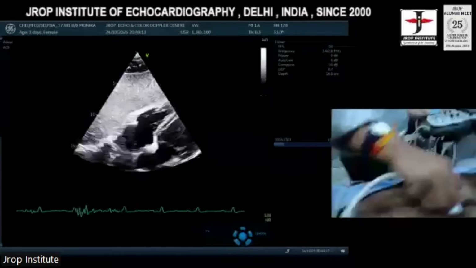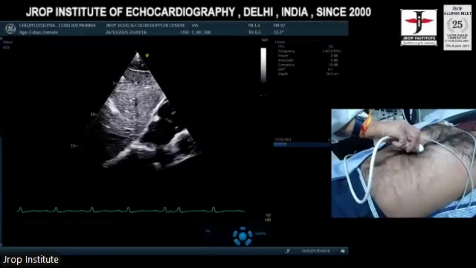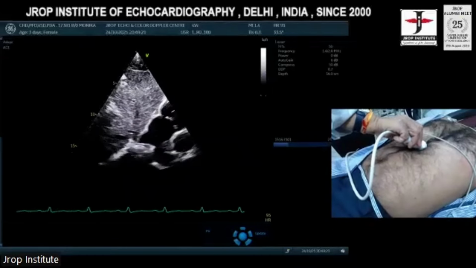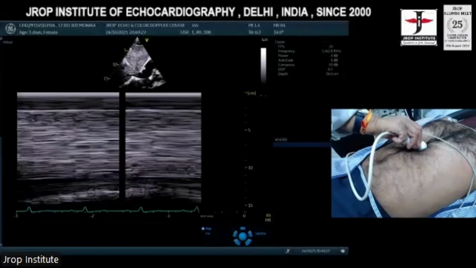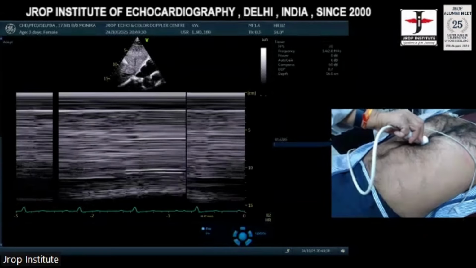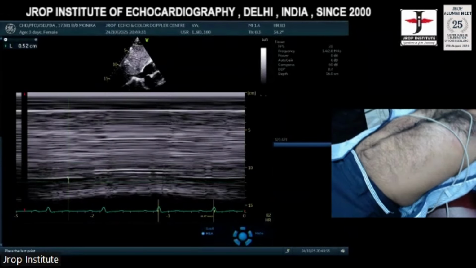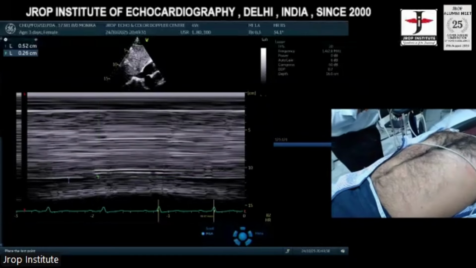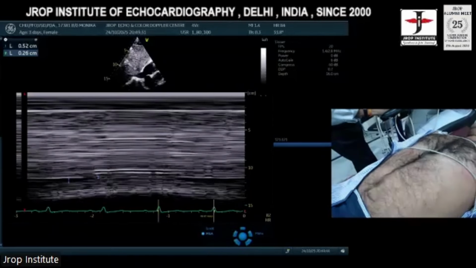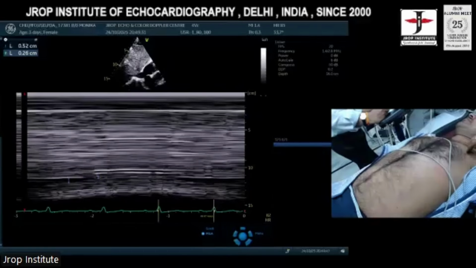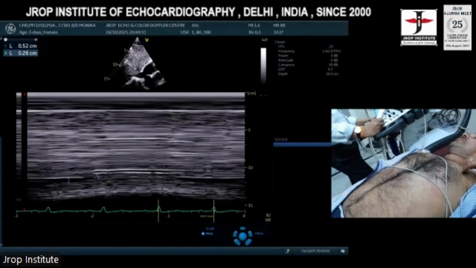Very important thing is IVC size. So with counterclockwise rotation, the IVC is still small. You should drink some more water. And I put my cursor line distal to the hepatic vein, just distal to the hepatic vein. Look, his IVC is very small. I can measure this IVC over here: 0.52, and its collapse is almost 100%. So anything less than 13 millimeter, less than 1.3 centimeter, is considered as volume deficit.